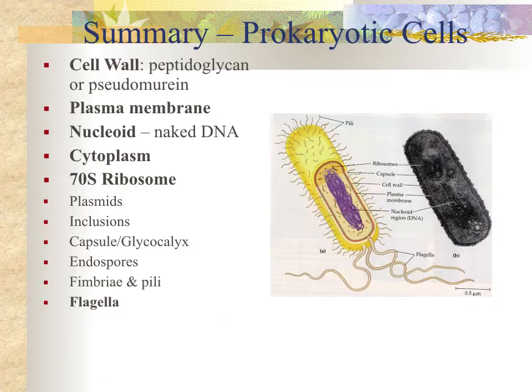All right, so let's summarize. Prokaryotic cells all have a rigid cell wall, peptidoglycan or pseudomurein. They all have a plasma membrane.